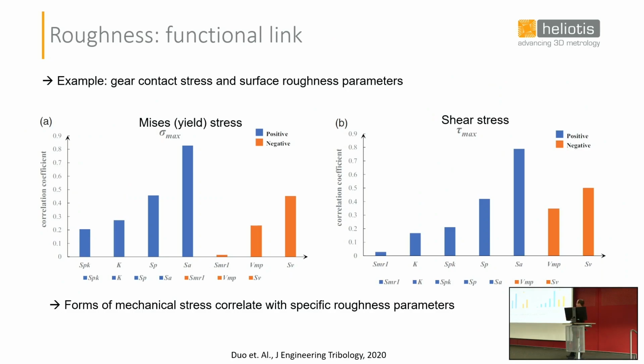And this is an example where the authors have studied basically the effect of roughness on certain stress parameters in gears. And it turns out that there is a certain set of roughness parameters, which you can see down there, which correlates really nicely with stress. So now this allows you to measure the roughness in the machine and actually predict how the gear is going to behave.